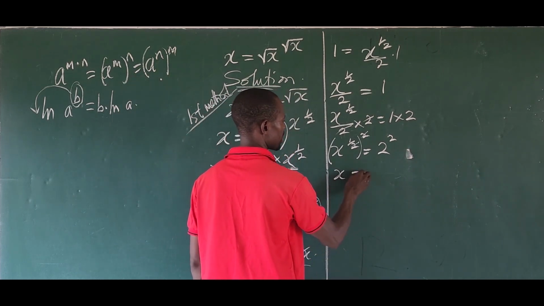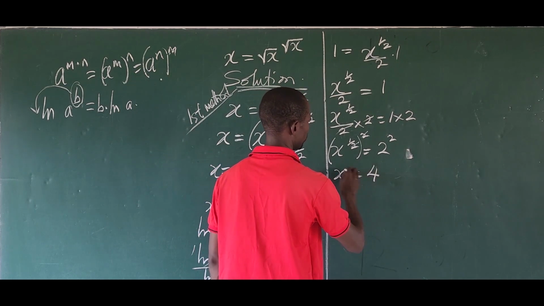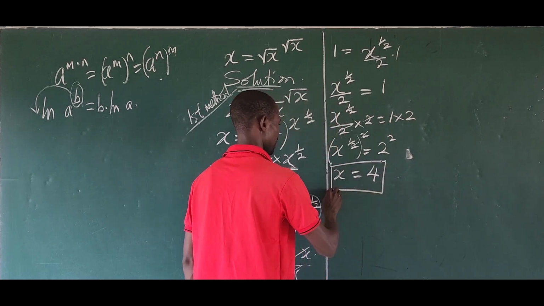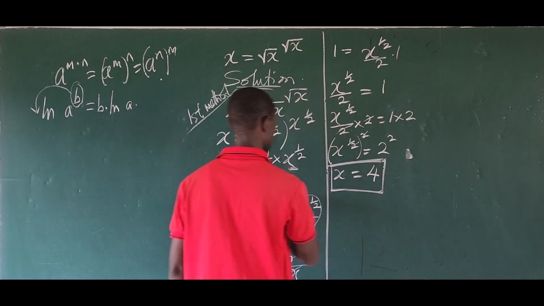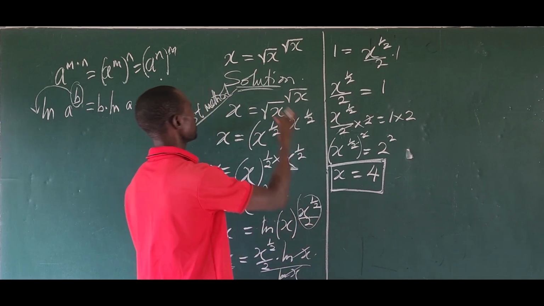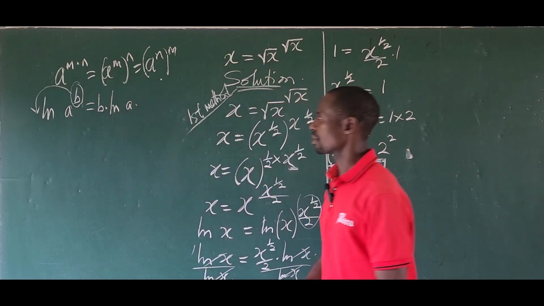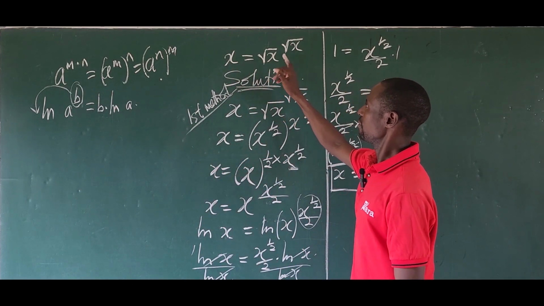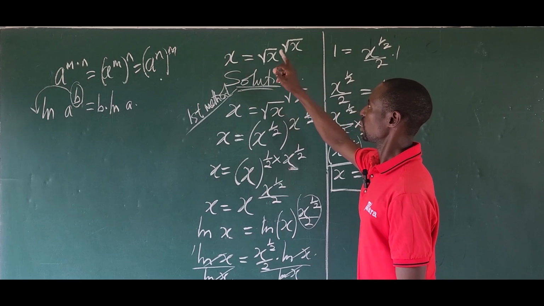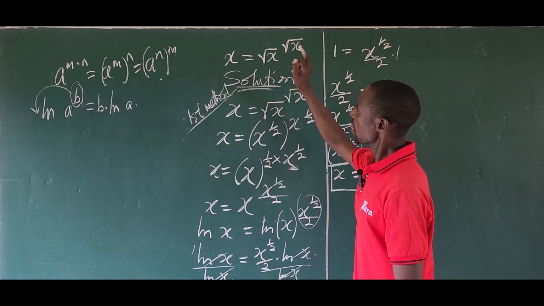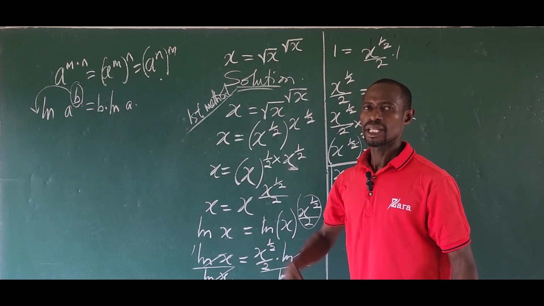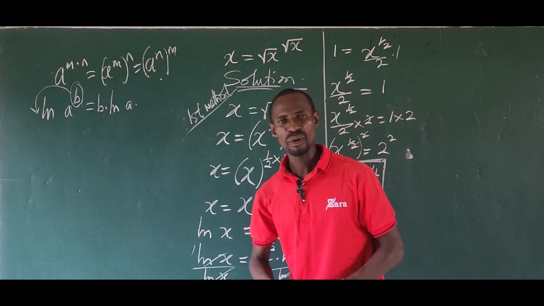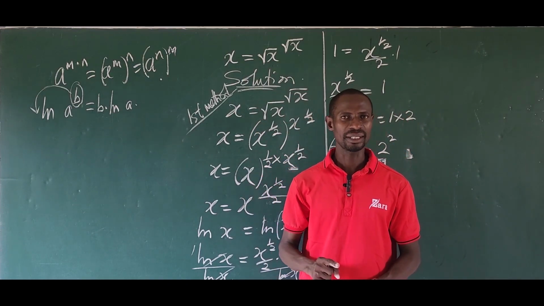So we now have our x is equal to 4. So this is a value that satisfies the original equation. If we put in 4 here, that will give us 4, and here 4, the square root of 4 is 2. Square root of 4 is 2, so we're going to have 2 to the power of 2, which is 4. So that means x equal to 4 satisfies the original equation.